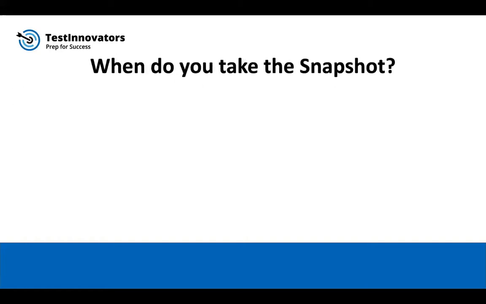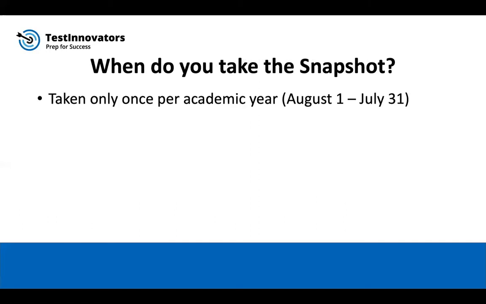Let's get into the logistics. When do students take the snapshot? It can only be taken once per academic year. From August 1st to July 31st, students can take it once. So if your student has already taken it, they're done. They have taken it for this year. And if they haven't, they'll just be taking it once. And it will just provide a snapshot of where their character skills were at that time.